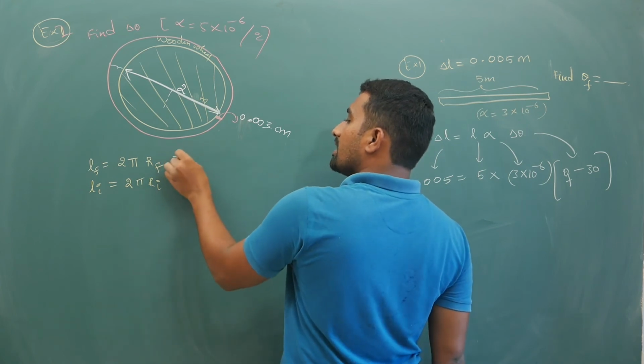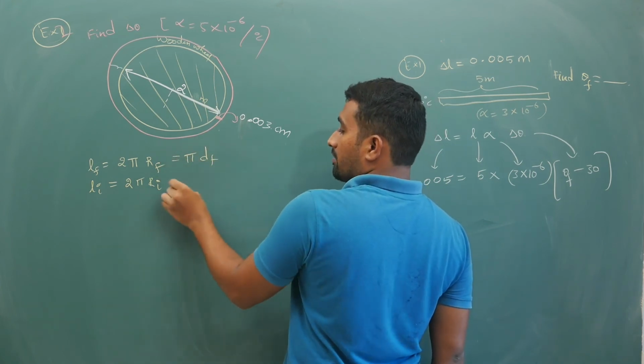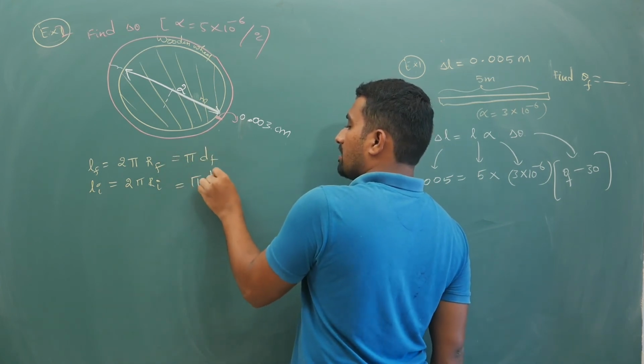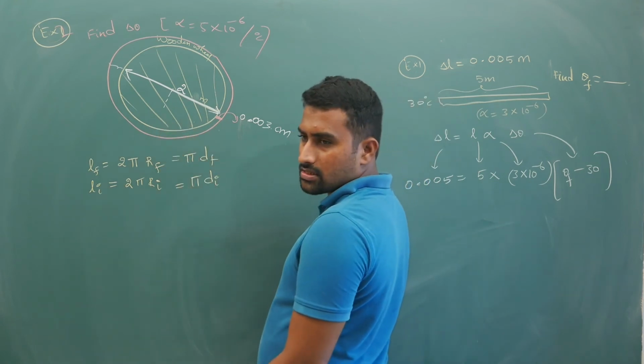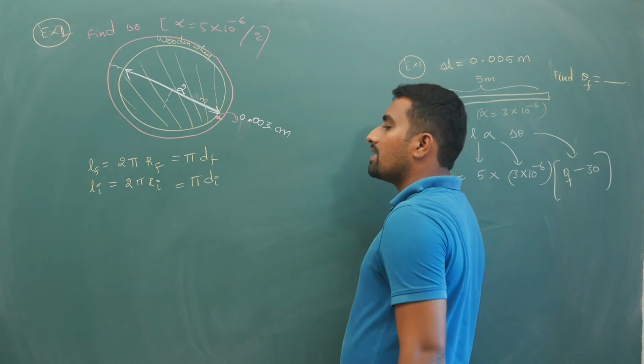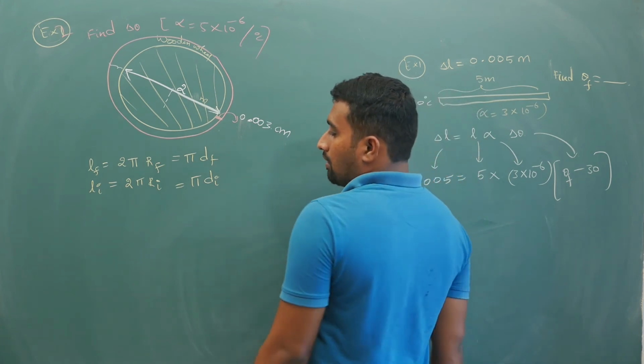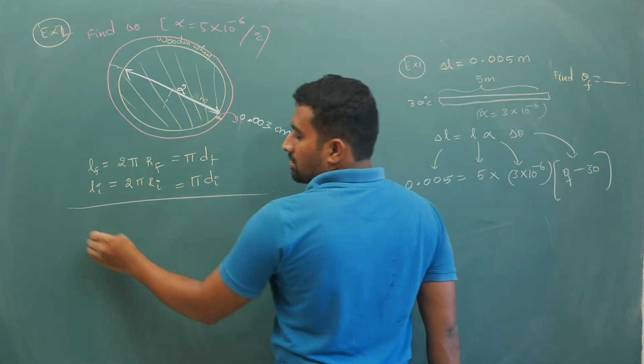That is, indirectly, pi times final diameter and pi times initial diameter. If you are given it in terms of radius, do it that way. If you are given it in terms of diameter, you do it accordingly. Now stick to the basics.